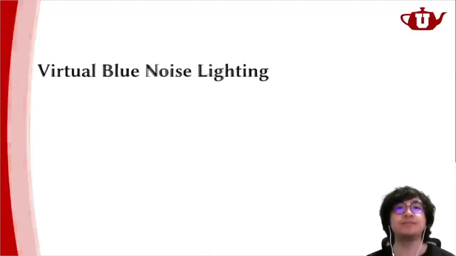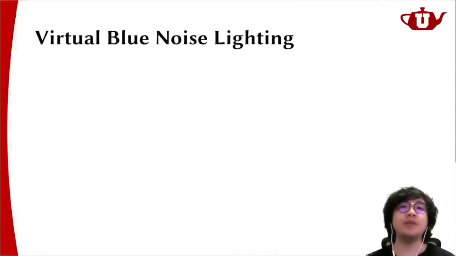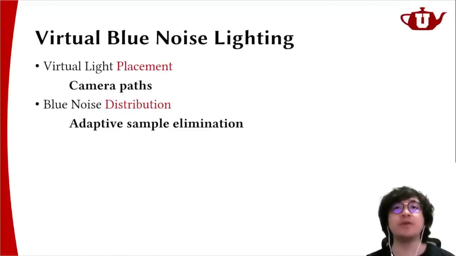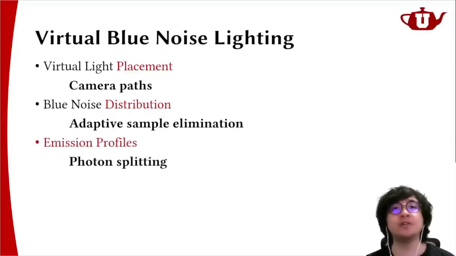In conclusion, we have introduced virtual blue noise lighting that improves the indirect illumination estimation pipeline using virtual lights. Unlike typical virtual light generation that relies on light paths, our method uses camera paths for virtual light placement. Then, we combine this approach with an adaptive sample elimination strategy that leads to a blue noise distribution with varying density. Furthermore, we describe a photon splitting method that can efficiently use a large number of photon paths for generating the emission profiles of virtual lights.